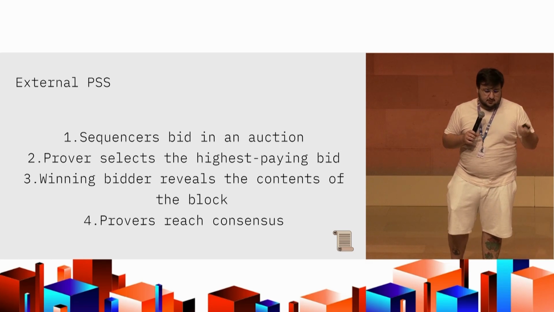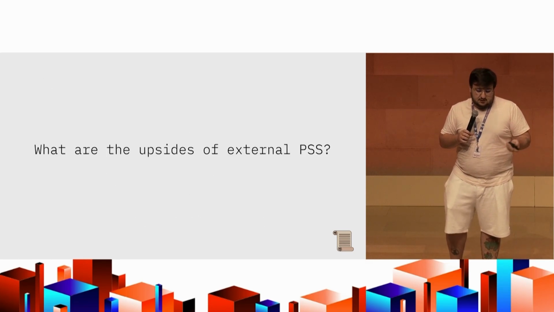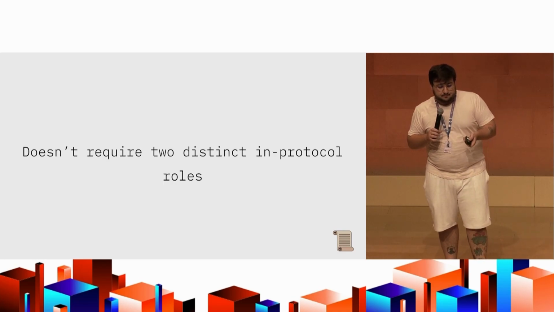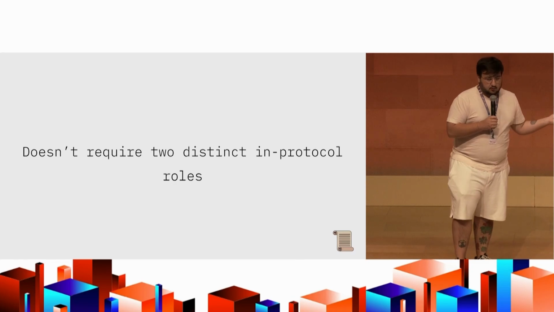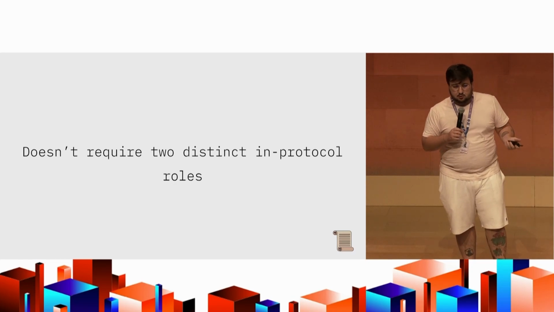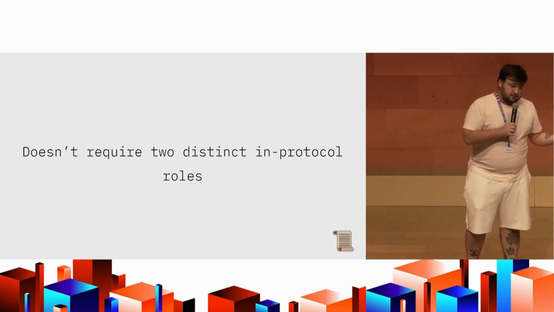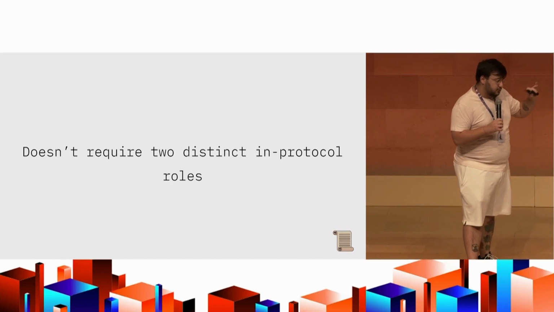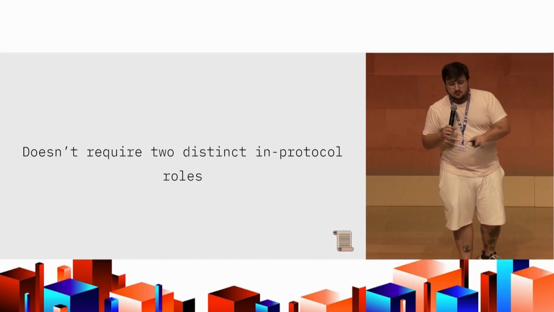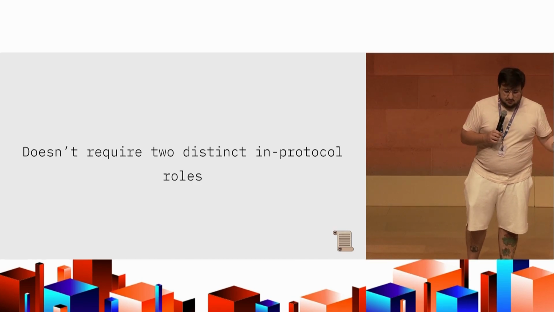but obviously it's unlikely to happen because provers are not good at building blocks and extracting value, so they're likely to outsource it. And the advantage of this scheme is that it doesn't really require two distinct roles in the protocol, and therefore it makes the protocol simpler and the fee distribution much simpler, so you don't have to deal with two different models, potentially two different staking models, etc.